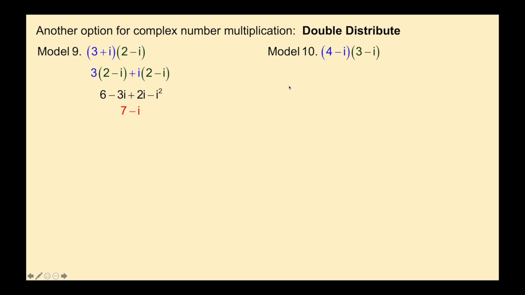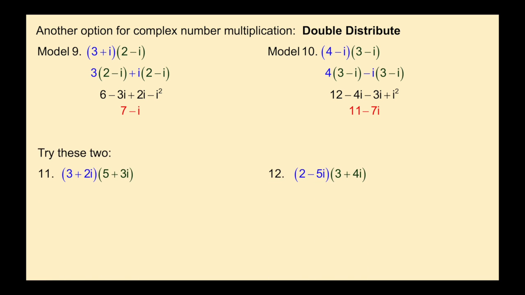Same thing in 10. If I do that method, we're going to be distributing the 4 to both 3 and negative i. That's going to end up giving me 12 minus 4i. Then I distribute the negative i to both 3 and negative i, and that's going to give me negative 3i plus i squared. Now from here, again, the real part is 12, and then i squared turns into negative 1. 12 and negative 1 combine to give us 11, and negative 4i and negative 3i will combine to give us negative 7i. So you can use either method on these.